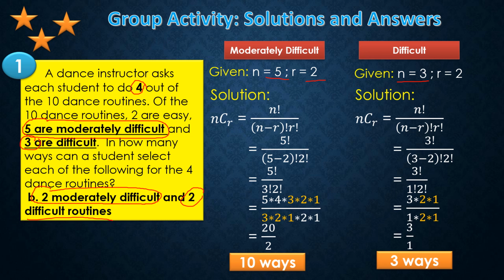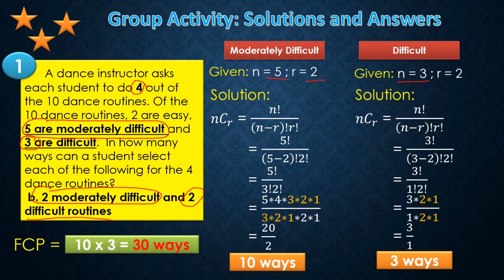Okay, total of 4. Since we have 10 and 3, that 4, the 10 moderately difficult and the 3 difficult, can be arranged in different ways. Or their combinations can vary. So we will use the fundamental counting principle to get their total. Just simply multiply them, class. 10 times 3, so 30 ways. We have 30 ways to get 4 dance routines: 2 for moderately difficult and 2 for difficult routines.